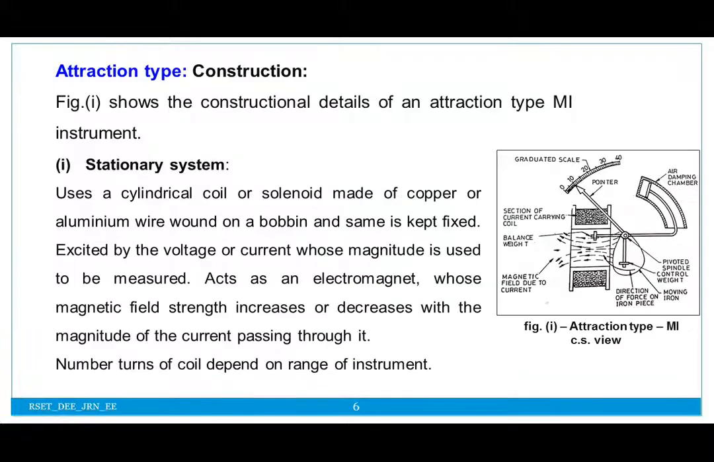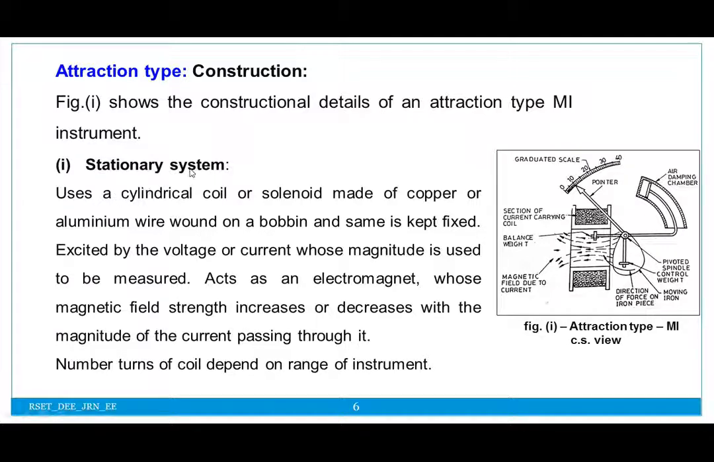So we'll go into the constructional details. Like any other instrument, you are having the stationary system, you are having the moving system, you are having the controlling system, damping system, and finally the scales and pointer. So we'll discuss one by one. The stationary system uses a cylindrical coil or solenoid, can be made up of copper or aluminum wire, and it is wound on a bobbin, and same is fixed.